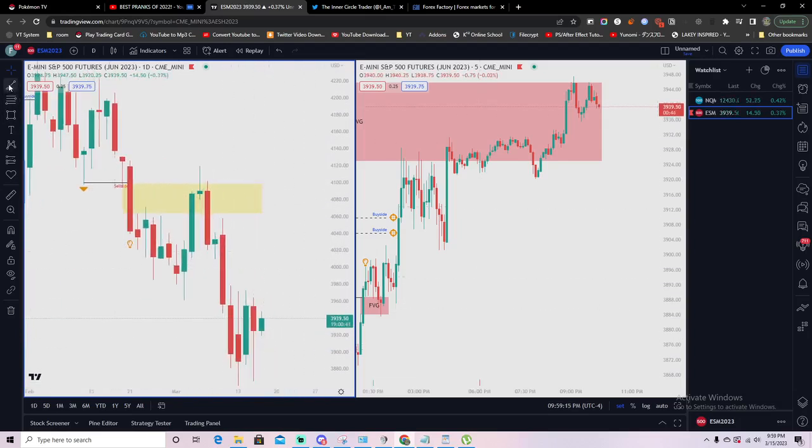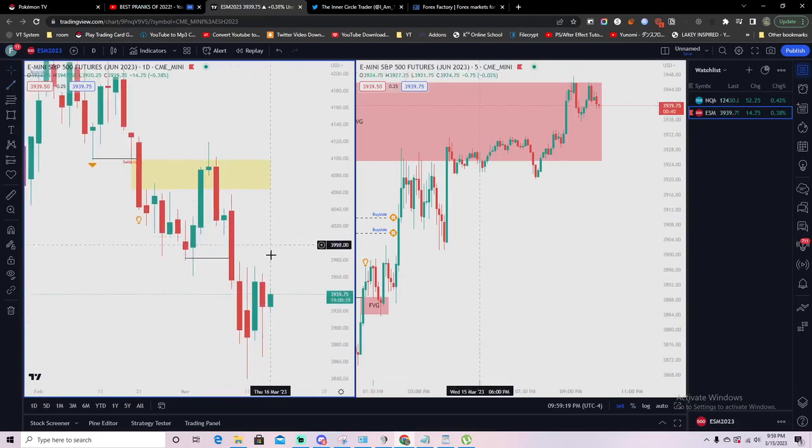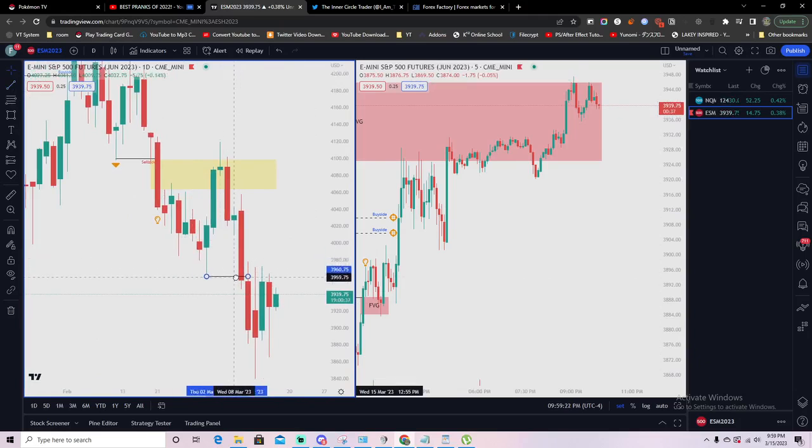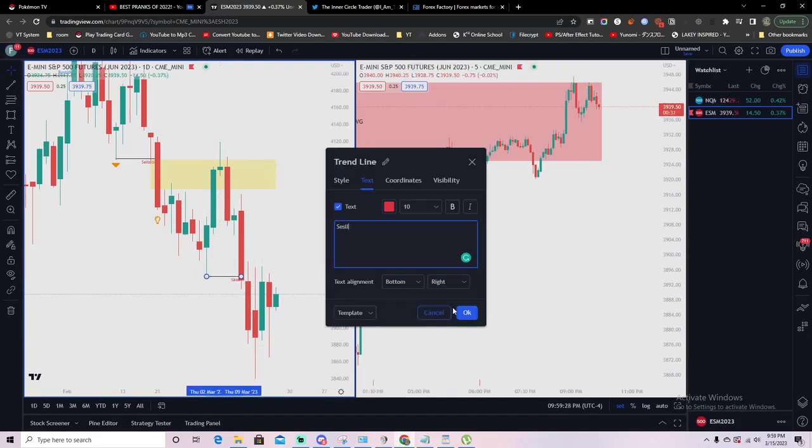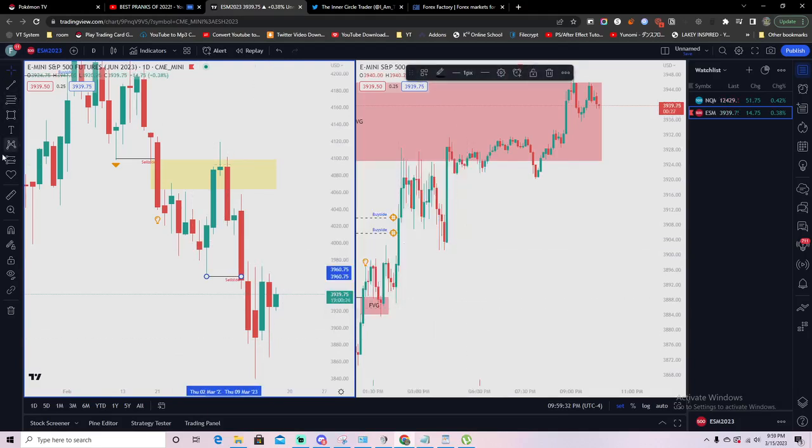Okay, now what we can also recognize right here, we have this low that was created, right here. Okay, this low created more sell side, just another low taken out.